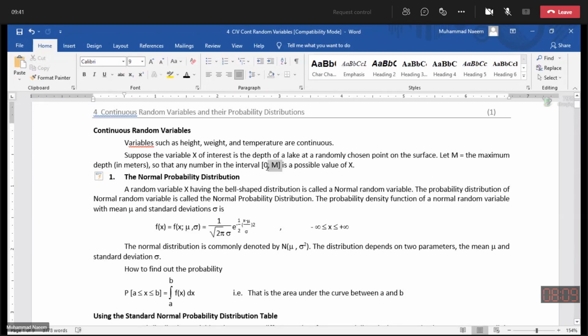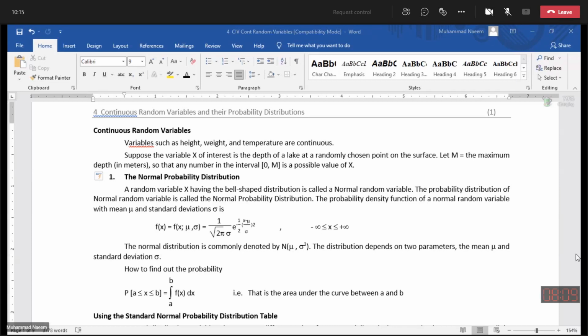So the range of x will be in the form of an interval or the union of some disjoint intervals. We will discuss some probability distributions for continuous random variables. First one is the normal probability distribution.